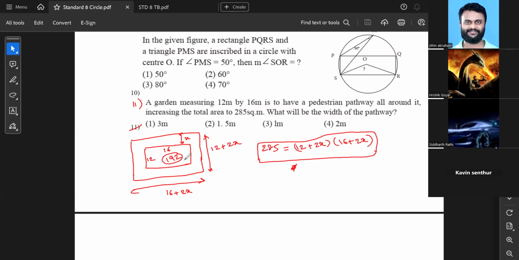Initially the area was 192. Finally the area is 285. The difference between them is 285 minus 192, which is 93, right? This 93 is because of this pedestrian pathway. I'll divide the pathway into four parts. Each part will have a length of 16 plus x and width of x. This will have a length of 12 plus x and a width of x. Do you get this?